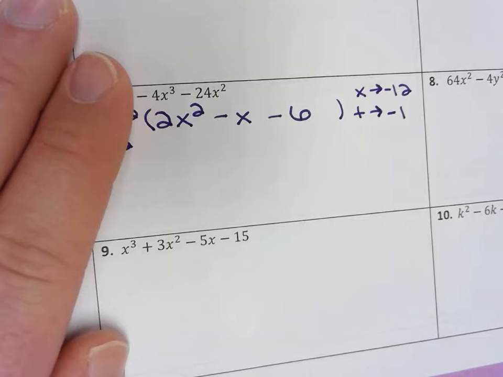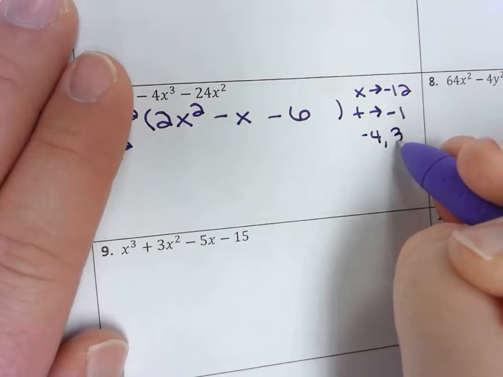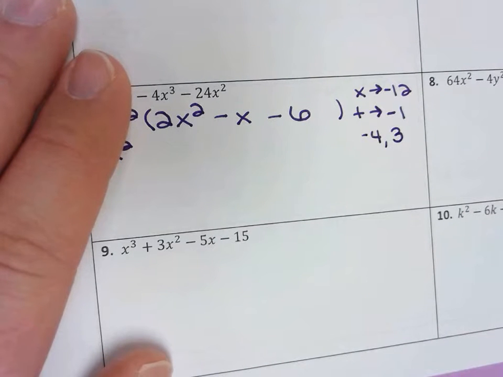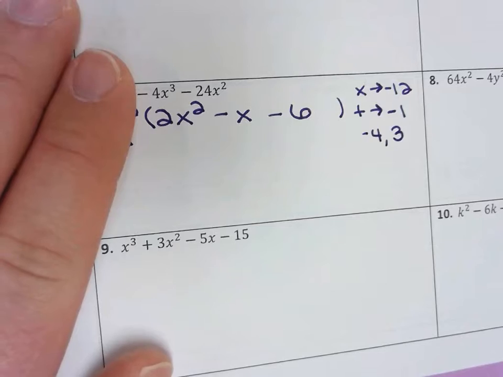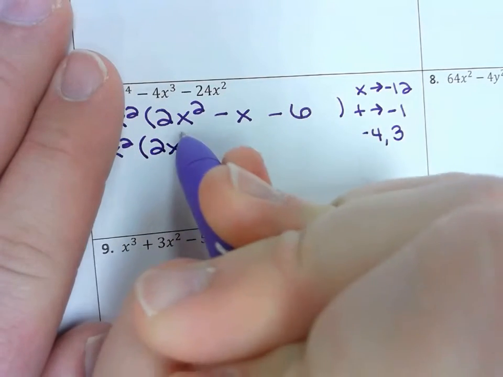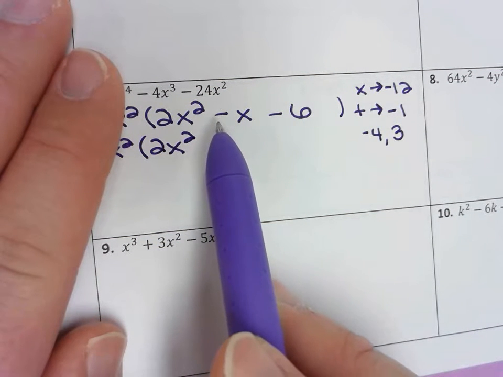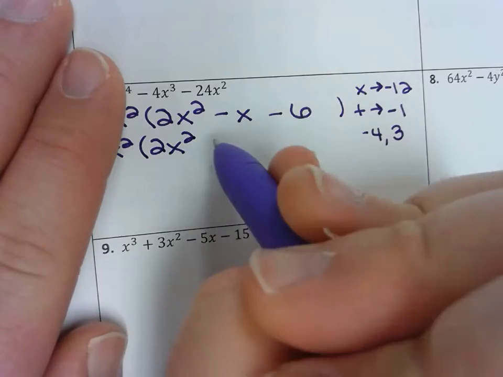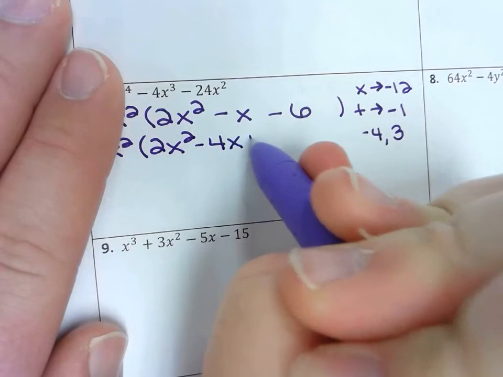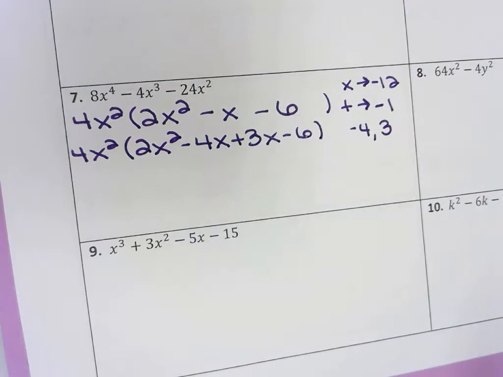Twelve times 1 won't add to give you negative 1. Negative 4 and positive 3. They multiply to get you a negative, and they add to give me a negative 1. Negative 4 plus 3. What do I do with those two numbers? Plug them in where? What was that? Sorry, I didn't hear you. Middle term, instead of negative 1x, I'm going to have negative 4x plus 3x minus 6. You have to put an x because I'm replacing it.